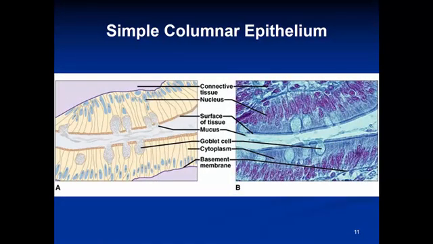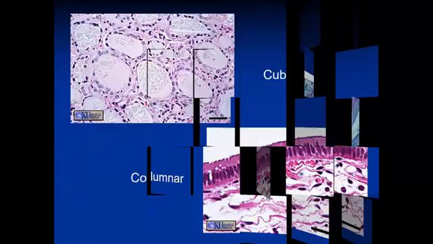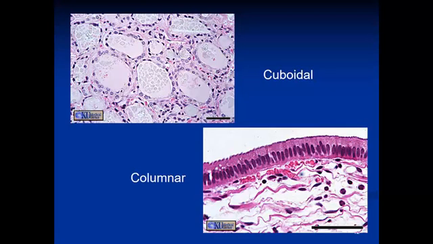Simple columnar epithelial is found in the small intestines. You can see goblet cells are embedded here. They secrete mucus. We'll talk about those again in a second. Here's another example of cuboidal and simple columnar epithelial.